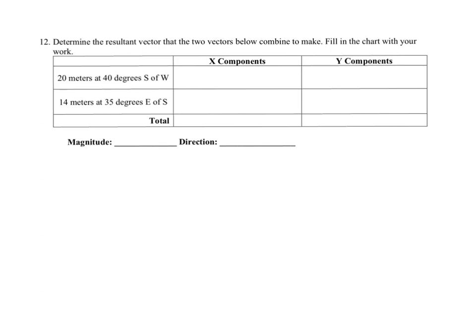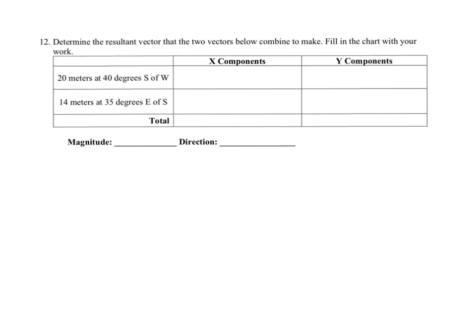Hey, in this video we're going over the last two questions, questions 12 and 13 from the study guide. For both of these questions, we are given two different vectors that are going at angles, and we are asked to use the x and y component method to determine the resultant vector. We're going to use this chart to help us with that. These are kind of long to do, so let's get going.